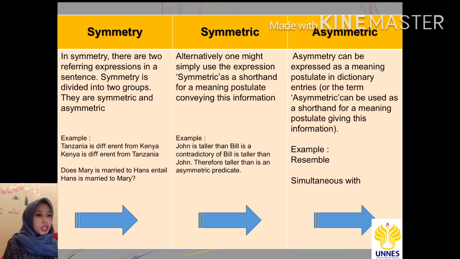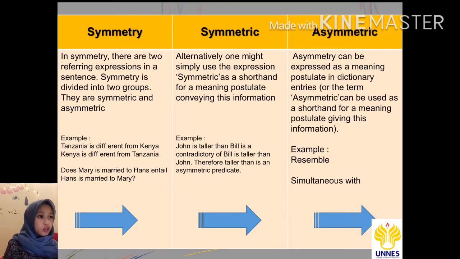For example, Tanzania is different from Kenya. Kenya is different from Tanzania. Just the order changes, the verb stays the same. And about symmetric, alternatively, one might simply use the expression symmetric as a shorthand for a meaning postulate conveying this information. You can see this example: John is taller than Bill.